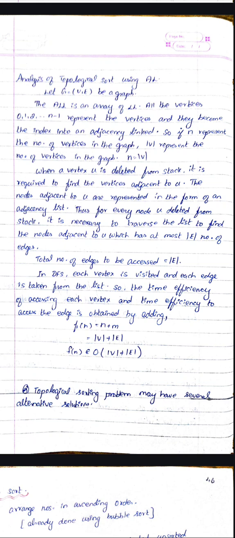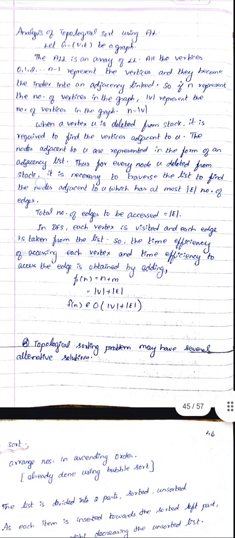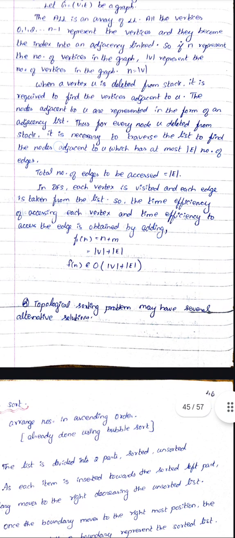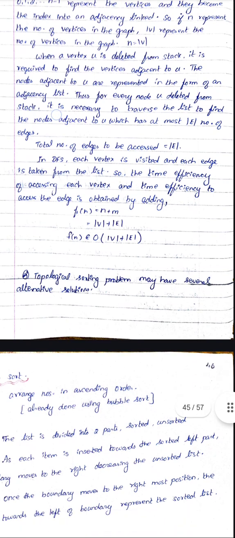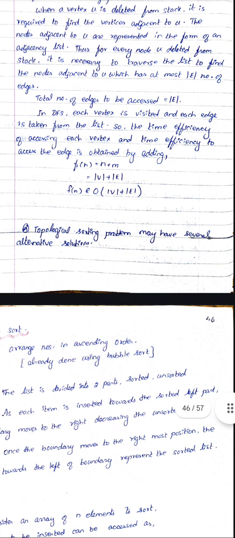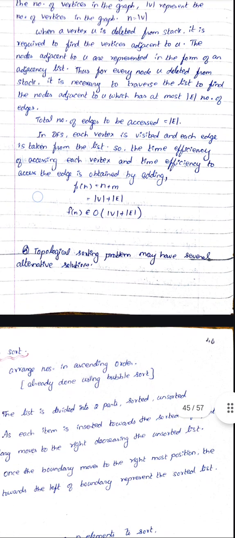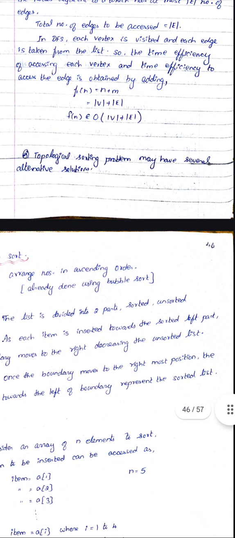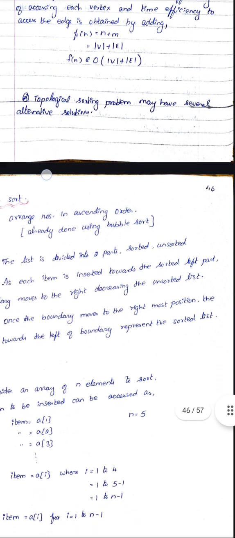This is a linked list. All the vertices are represented, and the vertices become indexed into adjacency linked lists. So it is big O of V plus E. The total number of edges is E, and the number of vertices is V, so big O of V plus E.